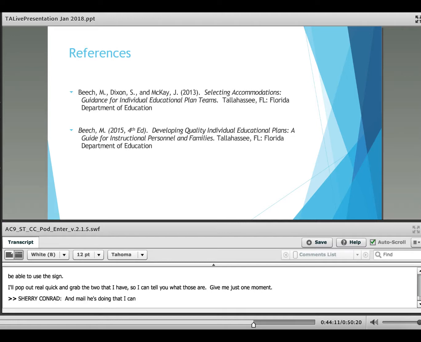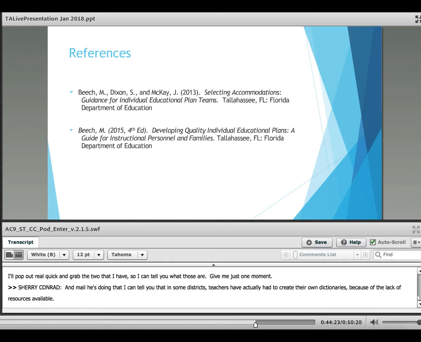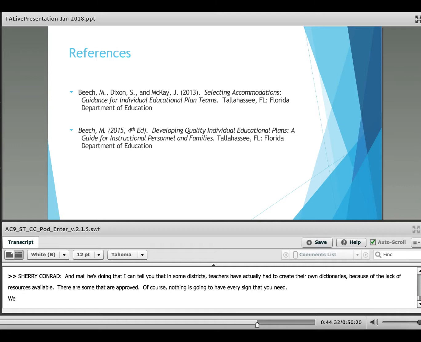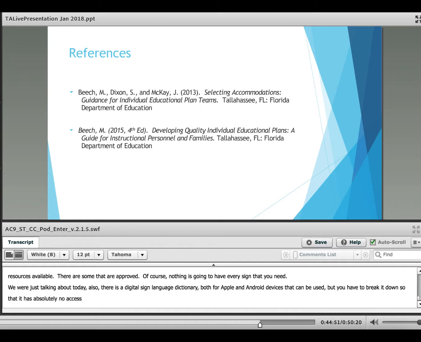And while he's doing that, I can tell you that in some districts, teachers have actually had to create their own dictionaries because of the lack of resources available. There are some that are approved. Of course, nothing is going to have every sign that you need. We were just talking about today, also, there is a digital sign language dictionary, both for Apple and Android devices, that can be used, but you have to break it down so that it has absolutely no access to the internet in order to be able to use it on statewide assessments.